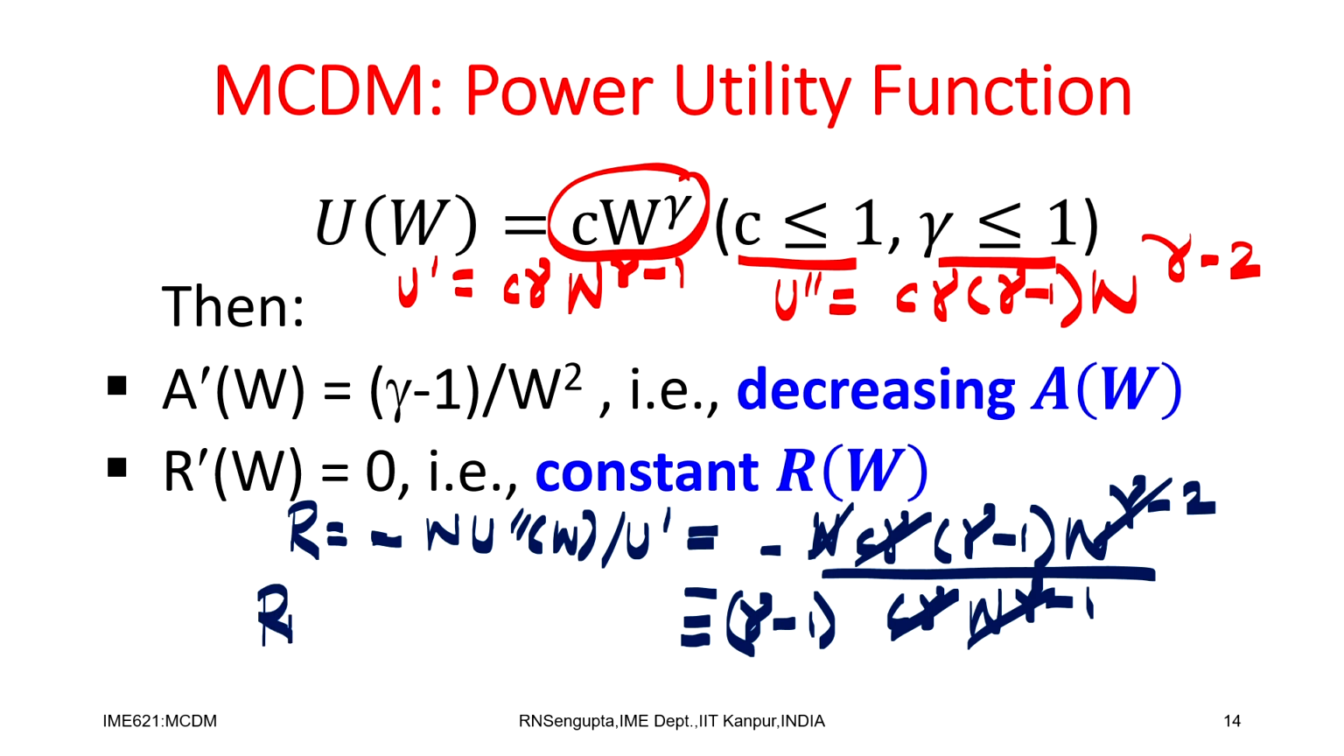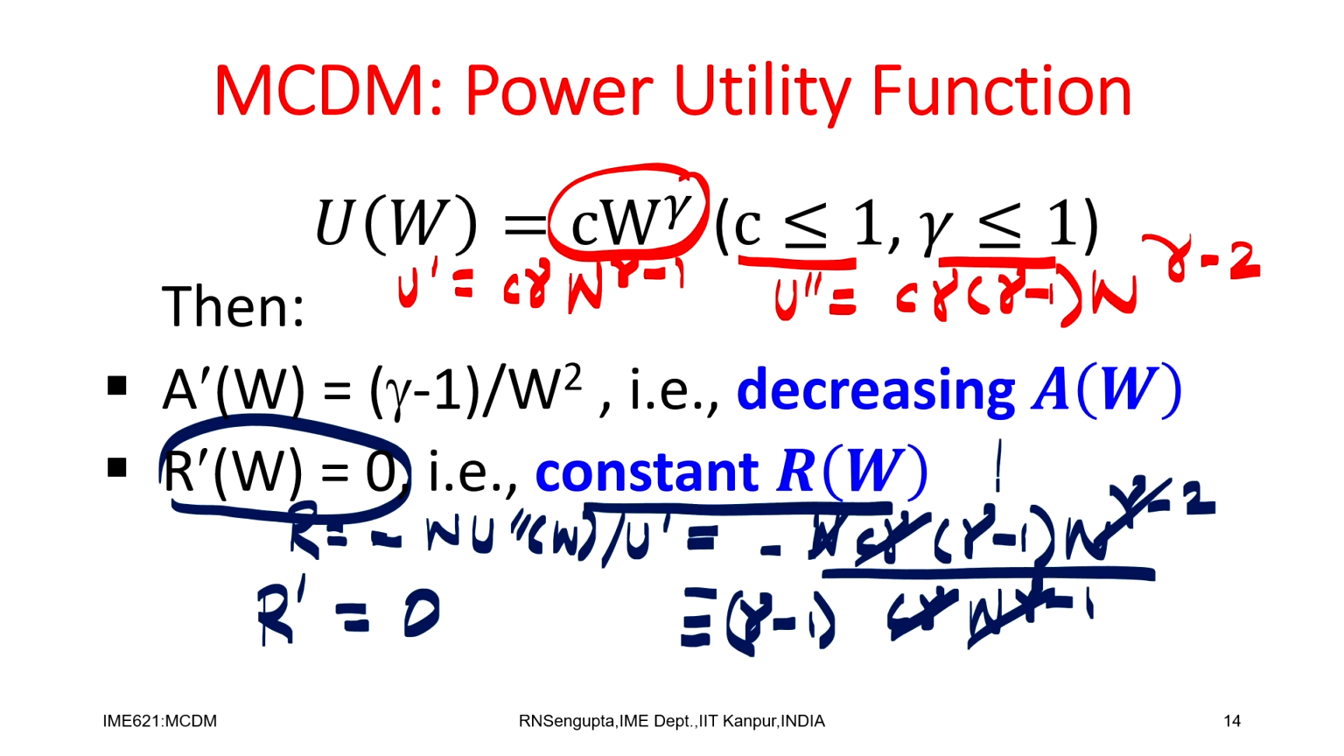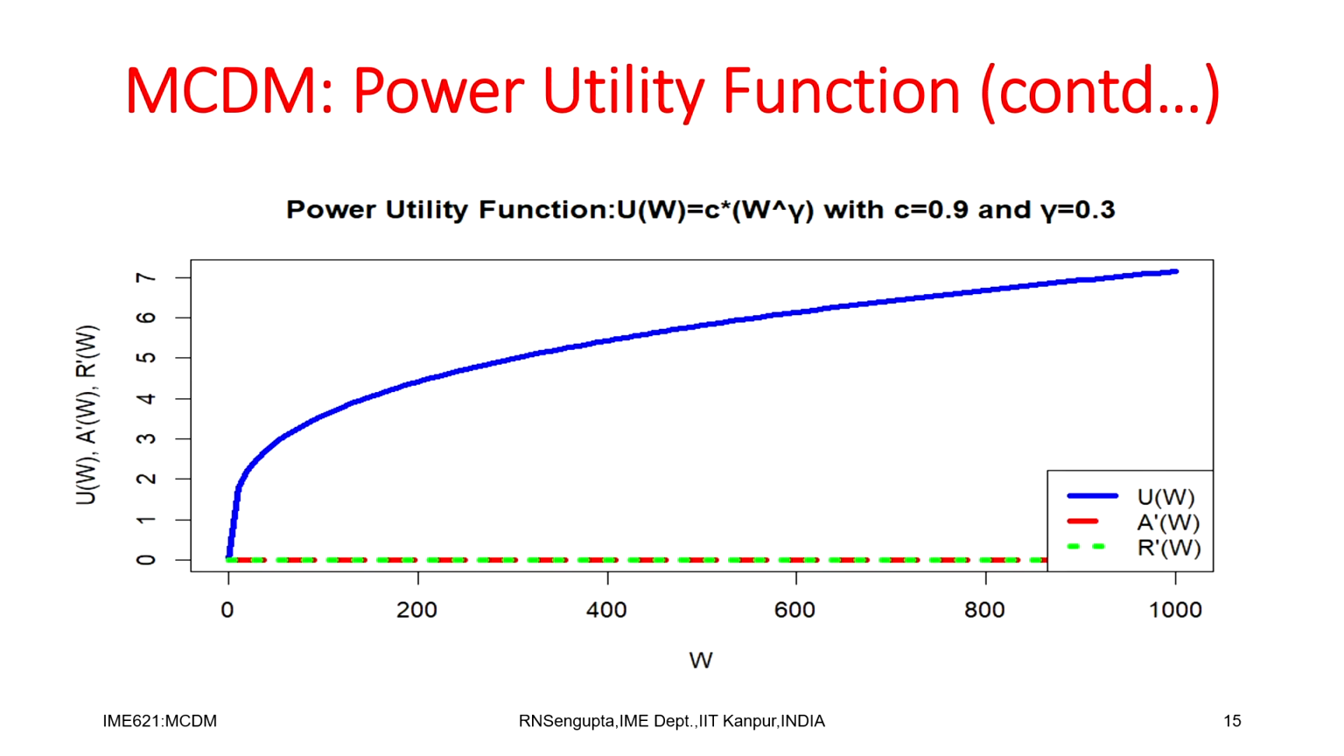So, if I find out R prime, gamma minus 1 is a constant. So, it is 0. Now, if you see here, R prime is 0, which is constant R value. So, it corroborates the second fact also for the power utility function. Let us see the graphs.